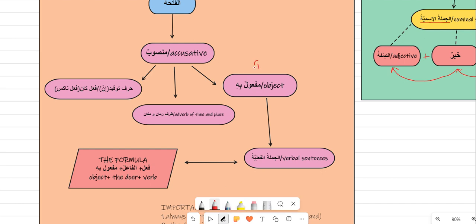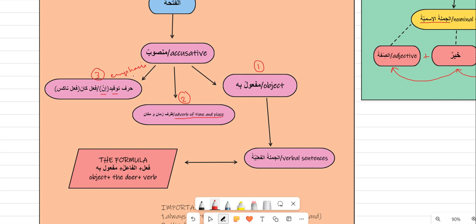The second is about the zarf zaman, adverb of time and place. So I am not going to touch this right now. And the third, that is not in the PDF lesson, but I have included this. We have the harf tawqeed inna. Tawqeed means emphasis, to give emphasis.